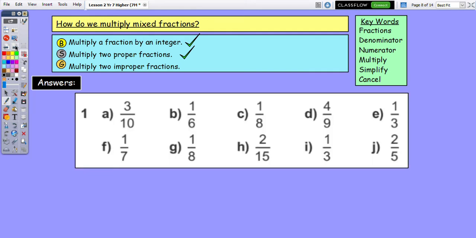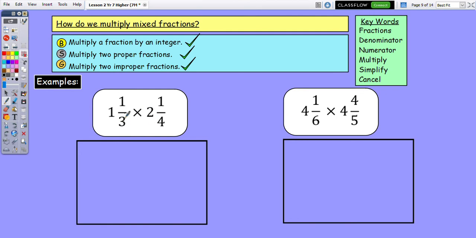There you go, well done. These are the simplified versions of the answers. So obviously if you didn't simplify, see if you get these answers. Straightforward. Multiplying two proper fractions is quite easy. Indeed, multiplying mixed numbers is just as easy. It's not difficult. The only thing we've got to do is deal with the mixed number and large numbers.